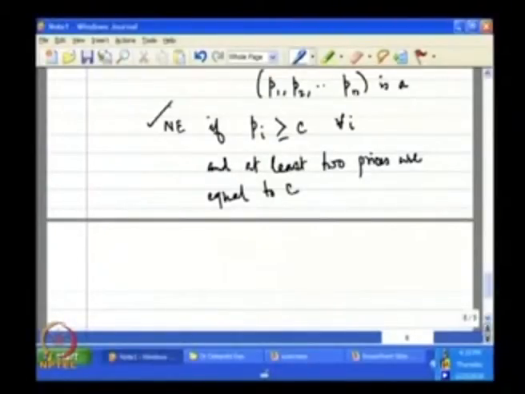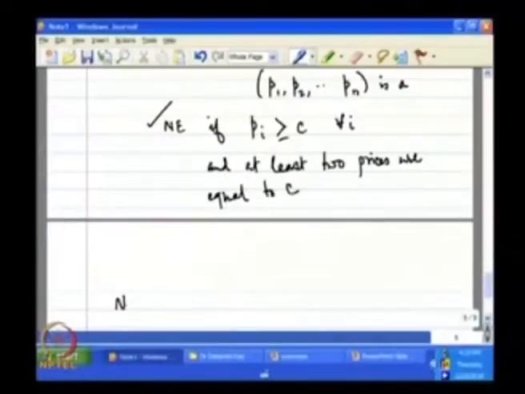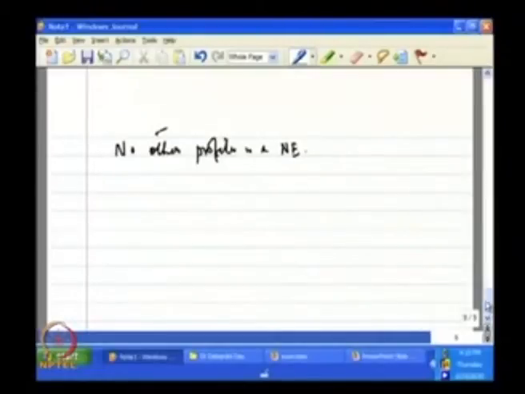We also need to argue that no other profile is a Nash equilibrium. Now, by saying that no other profile, what could be the other profiles? One could be that all the prices are greater than C, but just one price is equal to C.